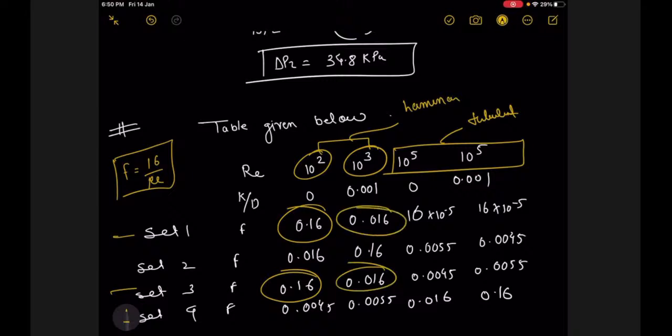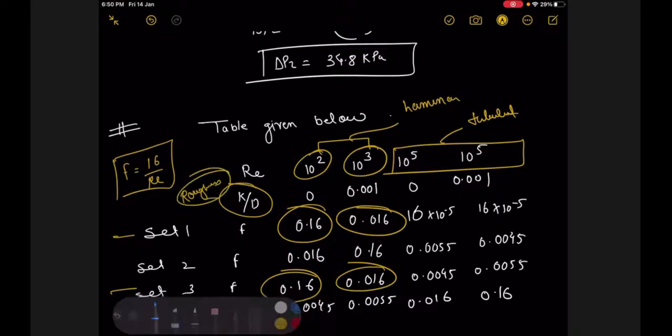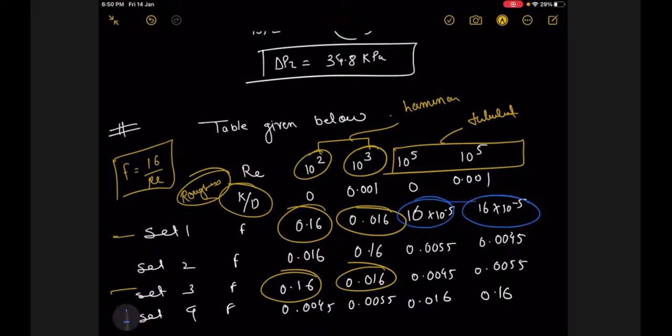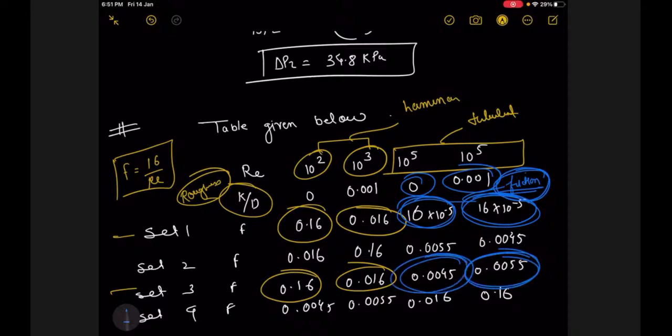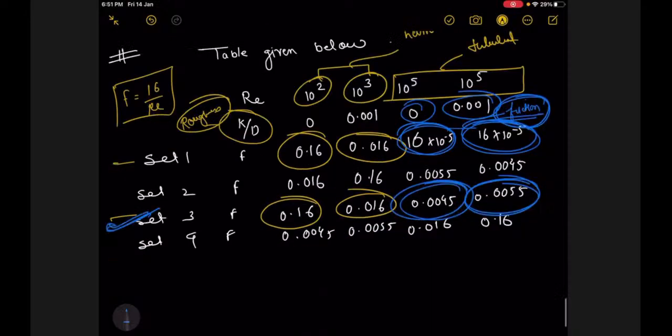Now the interesting point is K by D is the roughness factor. So when the surface is rough, what will happen? There will be more friction. So if you see here, the values are not changing, in fact the roughness is changing. And here you can see the friction is changing with roughness. So that is why set 3 is correct. So very interesting question.